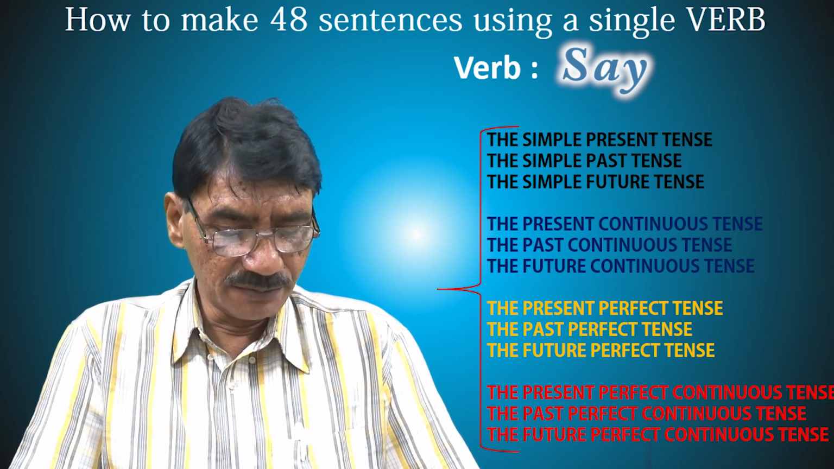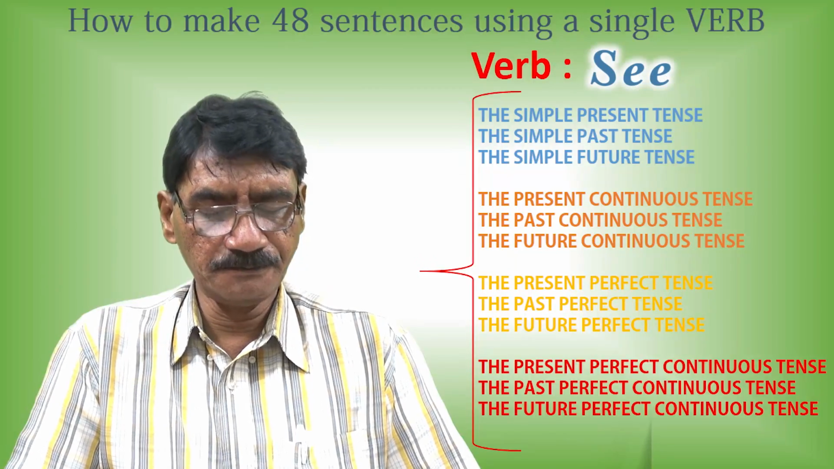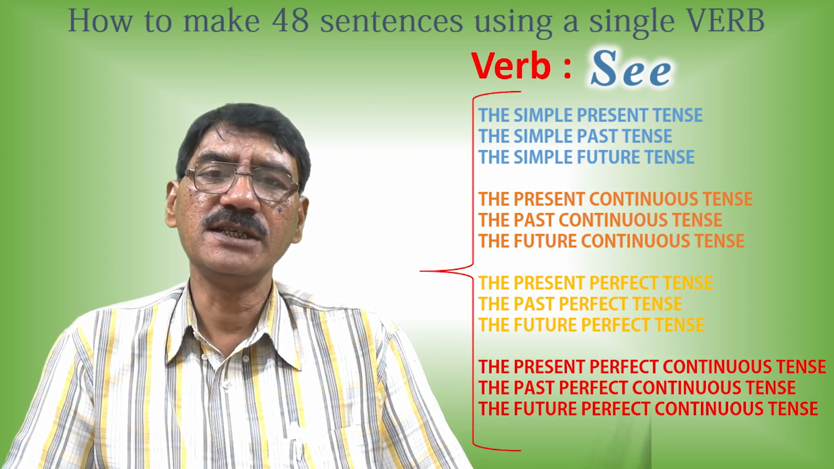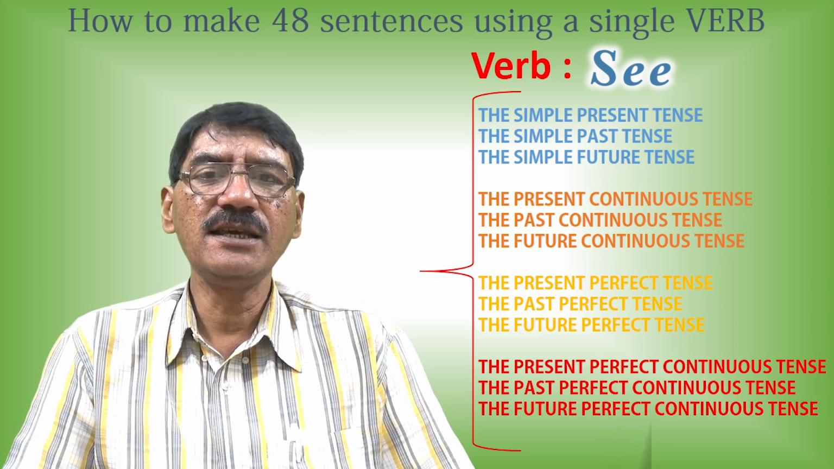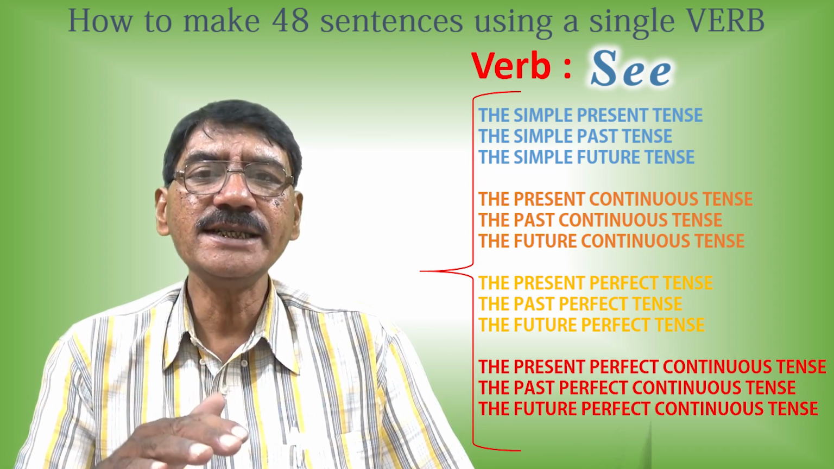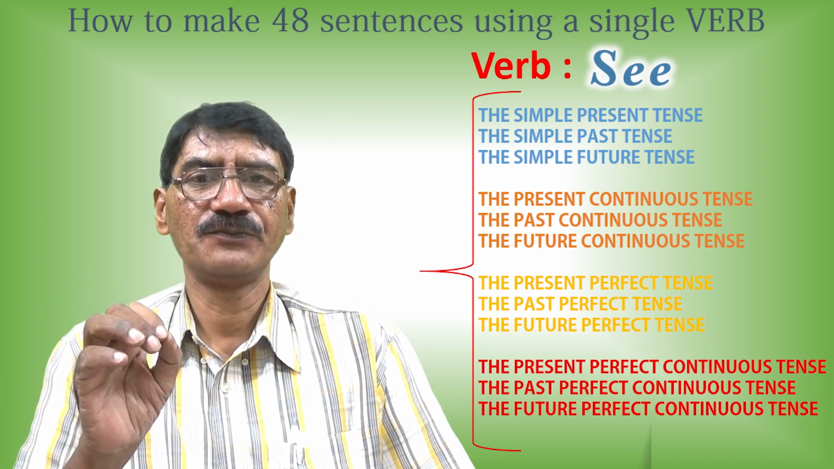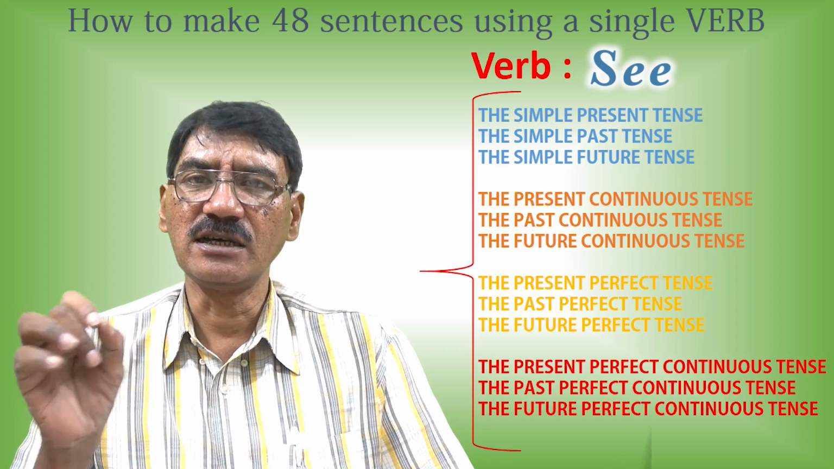Let's go to the next verb. The next verb is see. The sentence is children see clearly. 48 sentences. Children see clearly. Children don't see clearly. Do children see clearly?